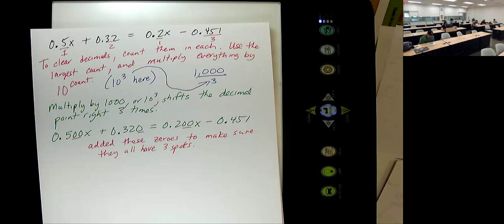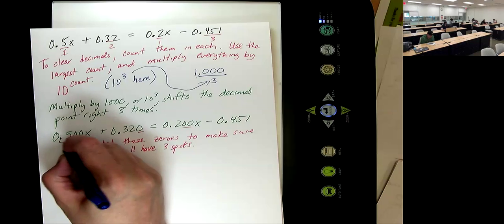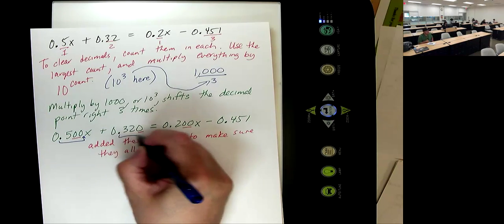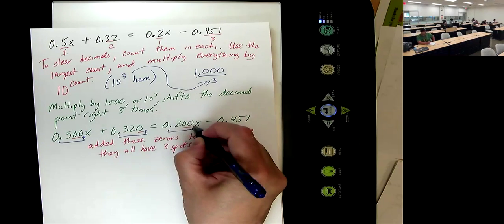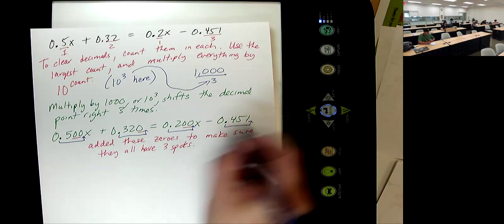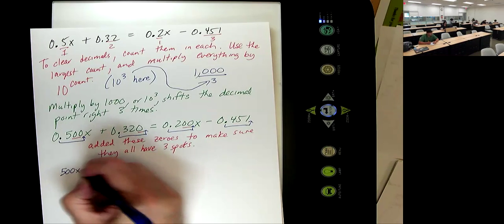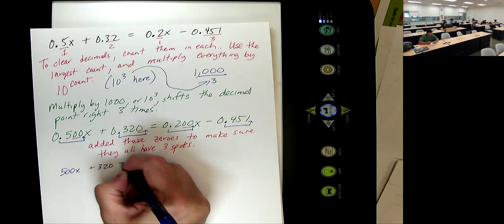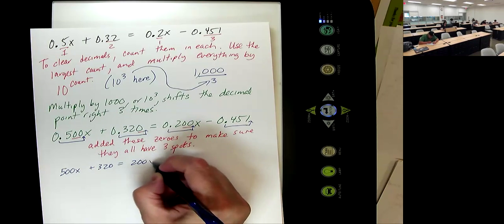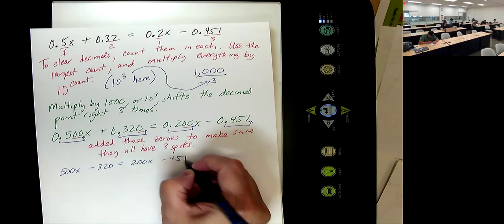Alright, now we'll do the shift. I'm going to move the decimal right 3 times in each of these cases. And this becomes 500x plus 320 equals 200x minus 451.